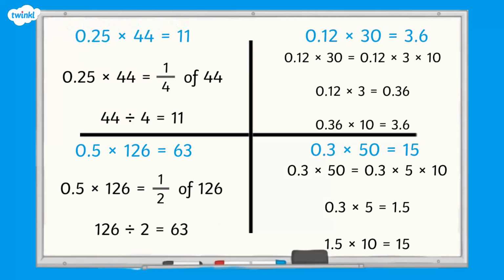0.25 multiplied by 44 equals 11. 0.12 multiplied by 30 equals 3.6. 0.5 multiplied by 126 equals 63. 0.3 multiplied by 50 equals 15.